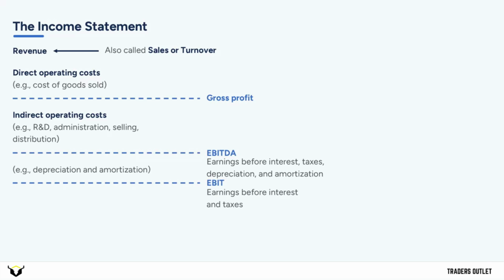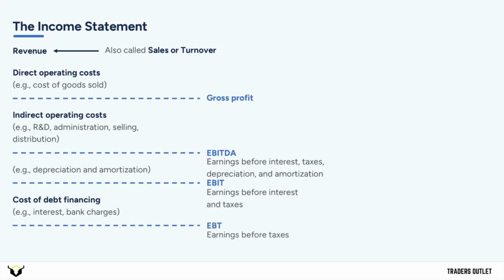Now, once we go below the EBIT line on the income statement, we then start looking at different types of expenses, such as taxes and debt financing costs. The next direct line is the cost of debt financing. So this includes things like interest expense and bank charges. And after deducting these interest expenses, there's often another subtotal for earnings, which is called earnings before tax.